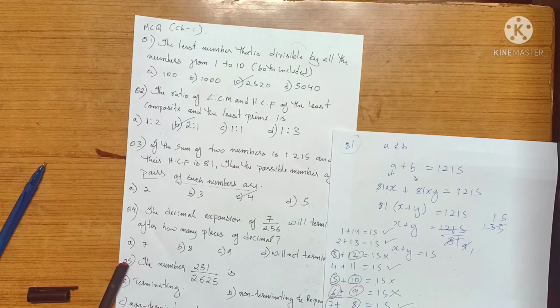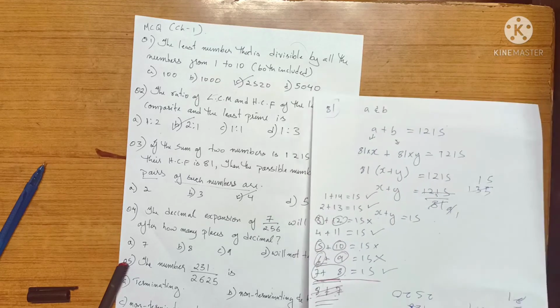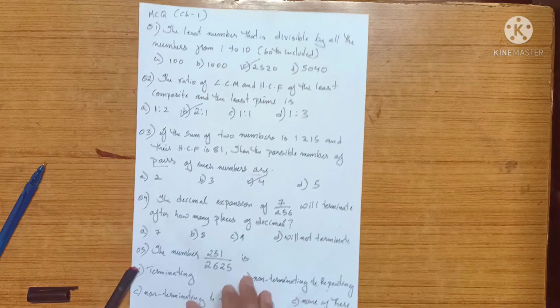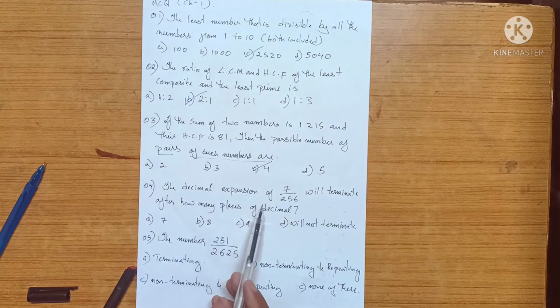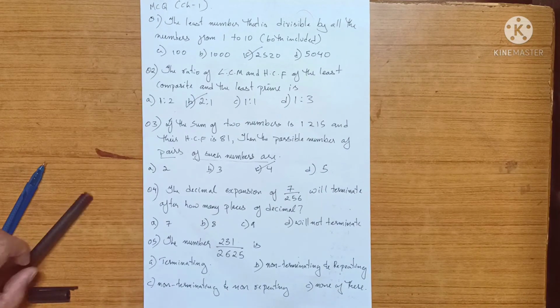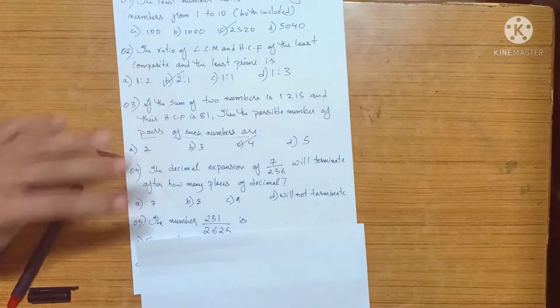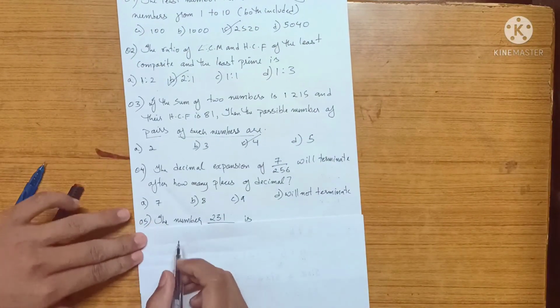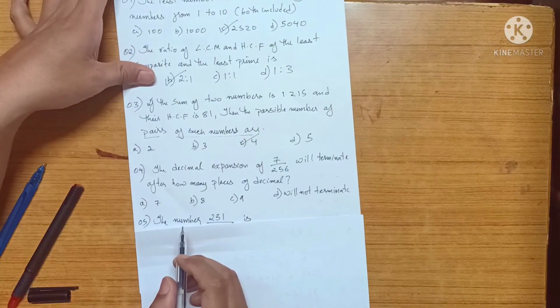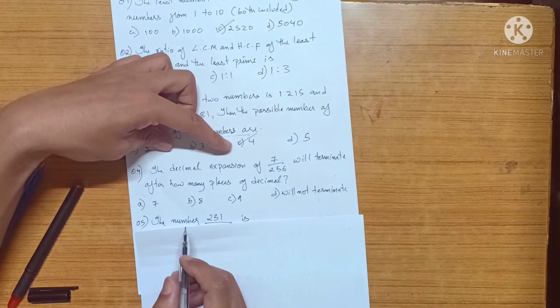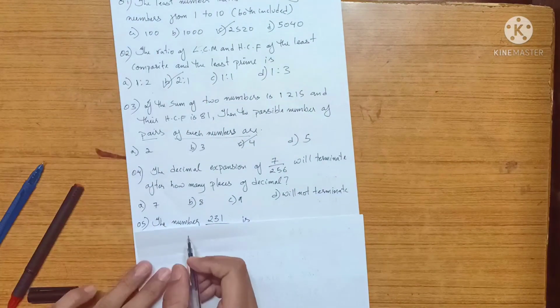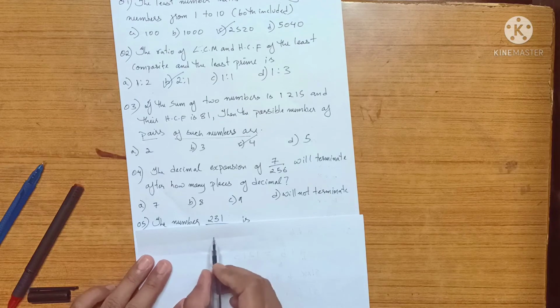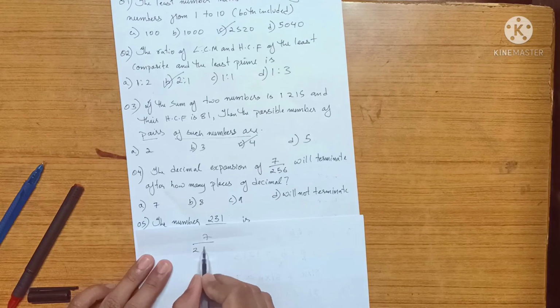Question number 4. Okay, the decimal, I hope you understood this. The decimal expansion of 7 by this, let's do it here now. 7 by this will generate after how many places of decimal? Well, this is a question which you already know how to do, so I'm going to do it really fast.